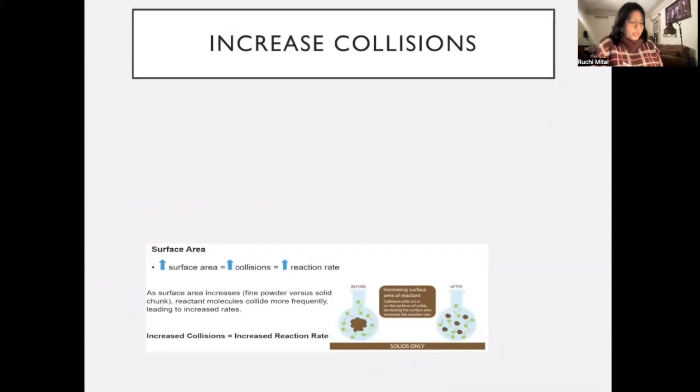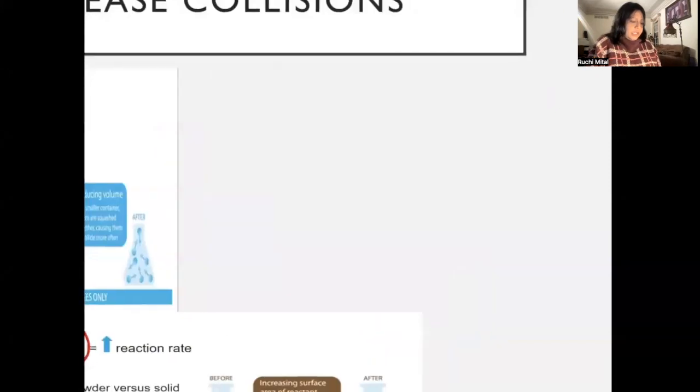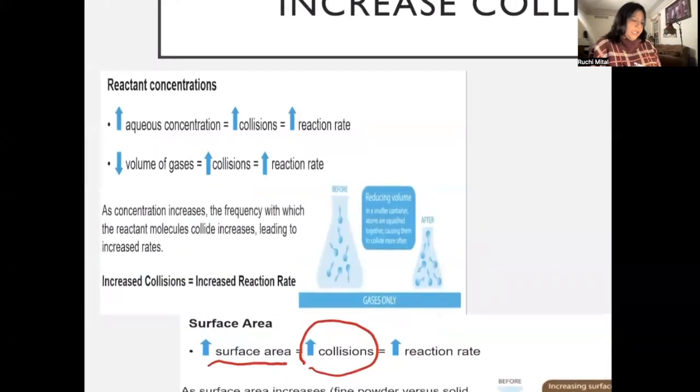What it is trying to show you is why an increase in surface area increases the rate of reaction: the number of collisions will increase. If I take a piece of something and powder it, I am going to increase the surface area, and as a result there are going to be more frequent collisions, and it will increase the rate of reaction. Over here, for aqueous concentration, if I increase the concentration of my reactants, again I am going to facilitate more collisions, and as a result I am going to increase the rate of reaction.